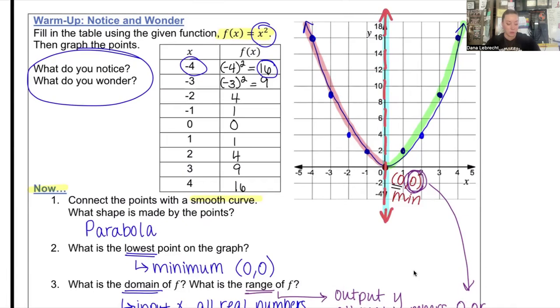It's always going to go through your minimum or your maximum point. Whenever we have this minimum or maximum point, there is a special word that we use to describe it. Yes, it is our minimum, but we also call it our vertex. The vertex is the minimum or the maximum of our parabola, and our line of symmetry is going to go straight through it.